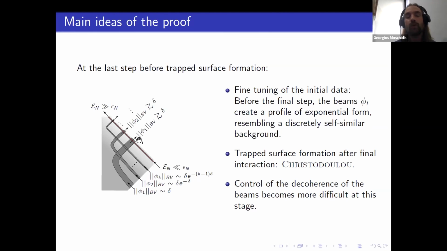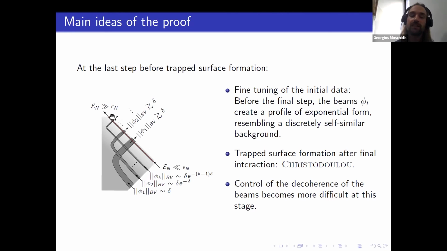And what happens in that case is that you can think of this beam as going through a discretely self-similar background. And therefore, the amount of blue shift that it undergoes is very large. It can be made as large as we want if we choose the initial number of beams very large. Therefore, even though this beam initially had very, very small energy compared to its width, after all those interactions, the ratio of the energy contained in that beam divided by its width can be very, very large.